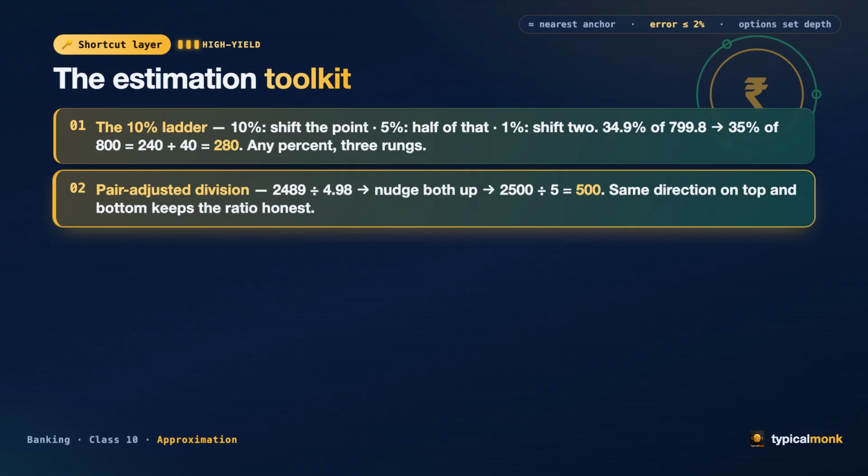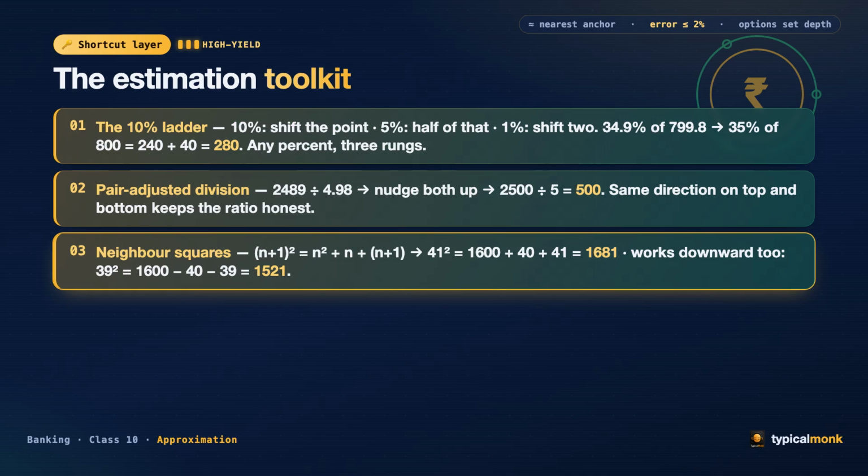Tool 2, pair adjusted division. 2,489 divided by 4.98, nudge both gently upward. 2,500 divided by 5, 500. When the top and the bottom move in the same direction, the ratio stays honest. The rule from slide 4, now sharpened into a weapon.